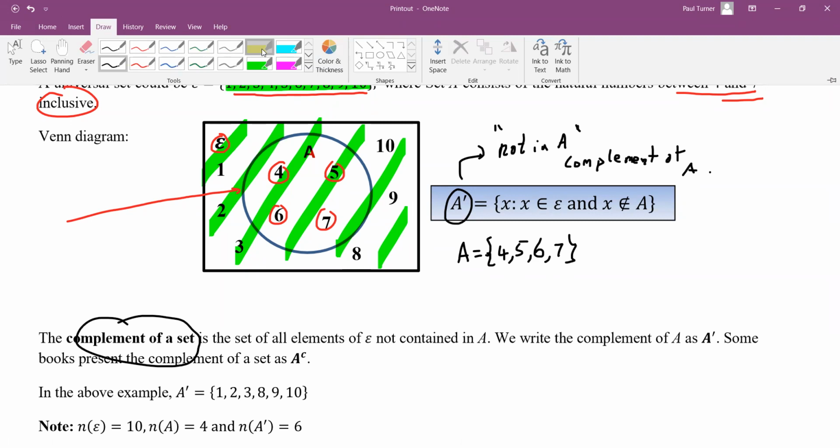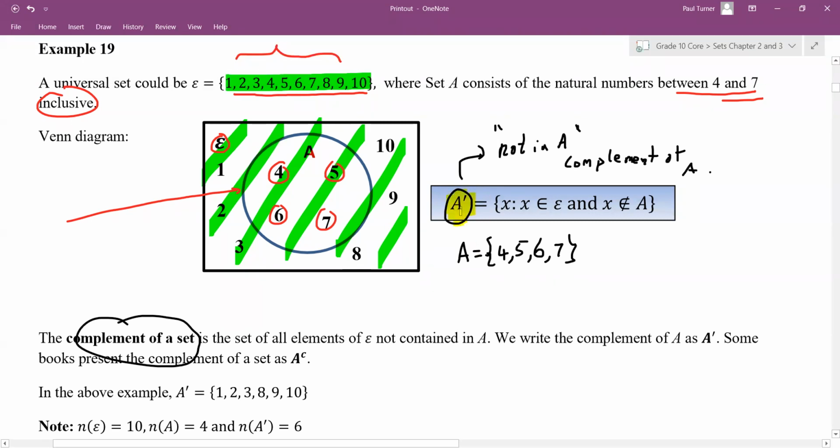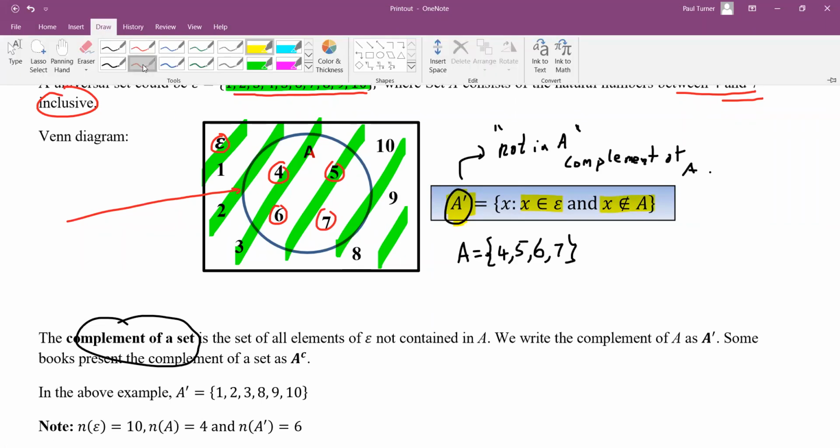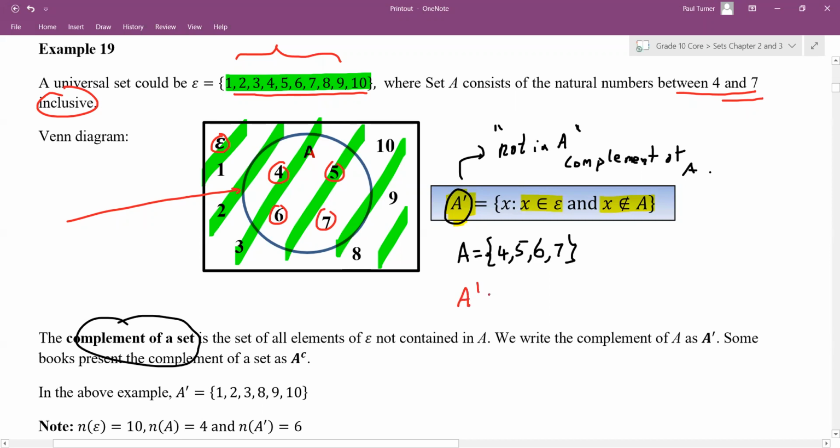I'll draw that with the highlighter there. So this means not A. What that means is that the number X is in the universe and it's not in A. If we were to write the elements out, which elements are not in A but are in the universe? They're in the universe and they're not in A. So that means all the other numbers: 1, 2, 3, 8, 9, 10, which I've written down there. So all the numbers that are not in A.